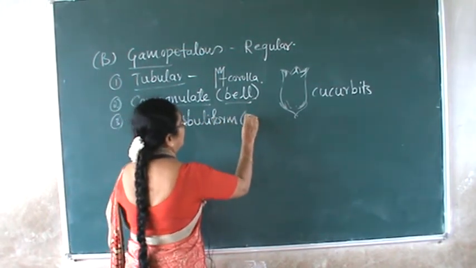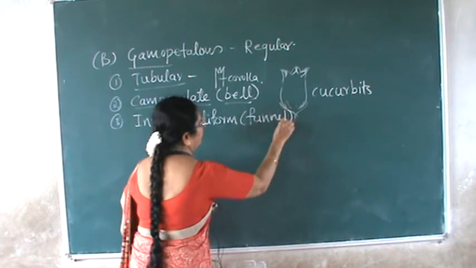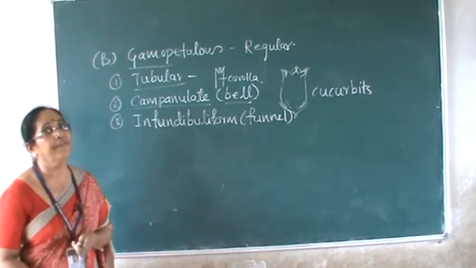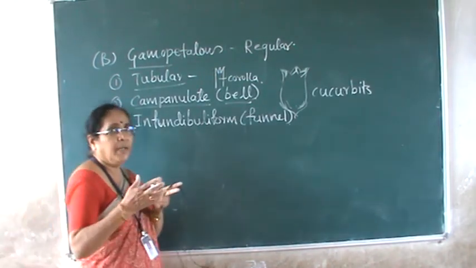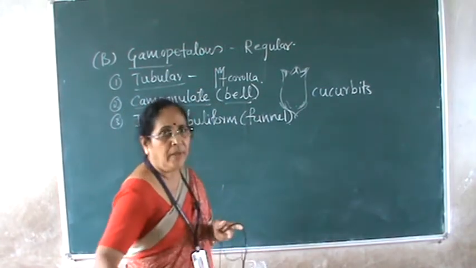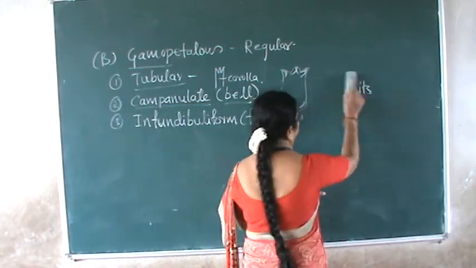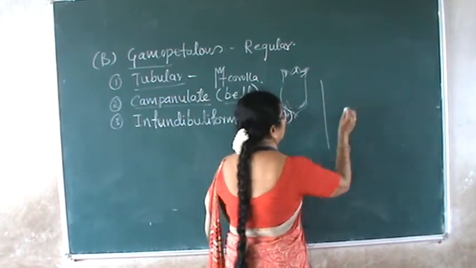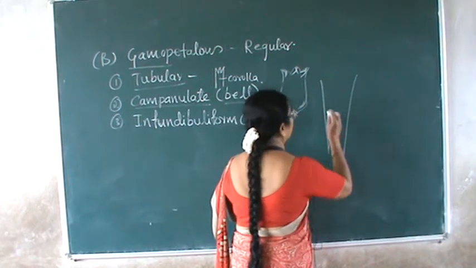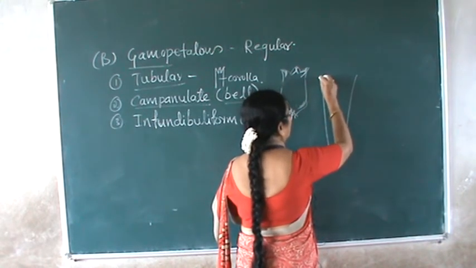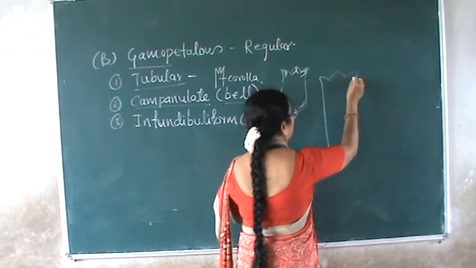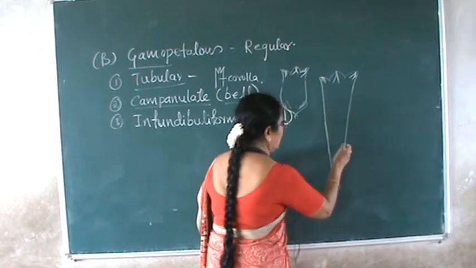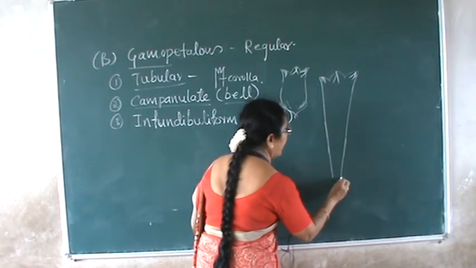Third, infundibuliform, or funnel-like corolla. Funnel is different from bell. It will be narrow at the base, gradually widening towards the top, and that shape is called funnel-like. In this case, 5 petals form the corolla, and they are fused all along their height.